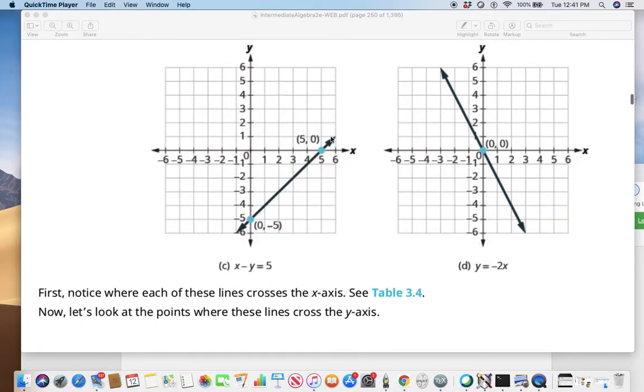What about this line? This line crosses the x-axis at (5, 0). That is the x-intercept. The line crosses the y-axis at the point (0, -5). That is the y-intercept. This line crosses the x-axis at (0, 0). That is its x-intercept. It crosses the y-axis at (0, 0). That is its y-intercept. So notice a line which crosses (0, 0) has both x and y-intercept (0, 0).